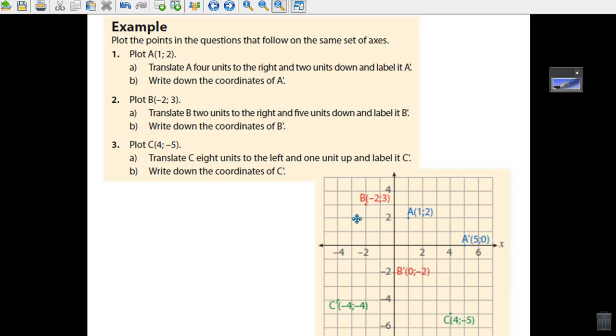Now you can imagine if you had 3 points and you connected them, they'd be a triangle. And if you moved each point in the same way, you'd move the whole triangle. You'd be translating the triangle. And that's what we do in some of the other questions.